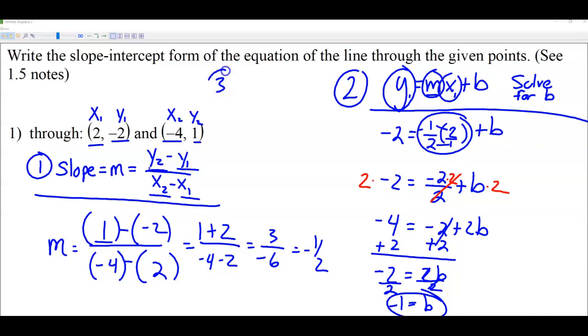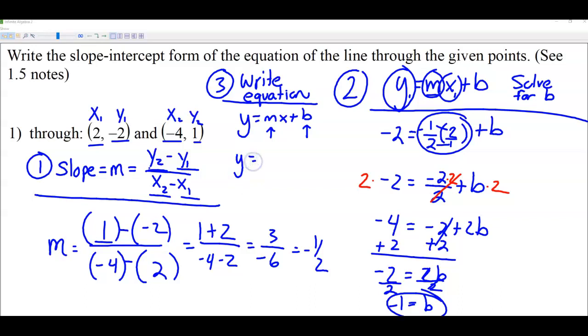Now step 3 is the final step, and what we're going to do here is just write our equation. When you write your equation, you're going to take your y equals mx plus b again, and you're only going to plug in 2 things. You're going to plug in your slope and your b value. So my slope was negative half, and my b value is negative 1. And there's the equation of that linear function. So that is the line that will contain these 2 points.